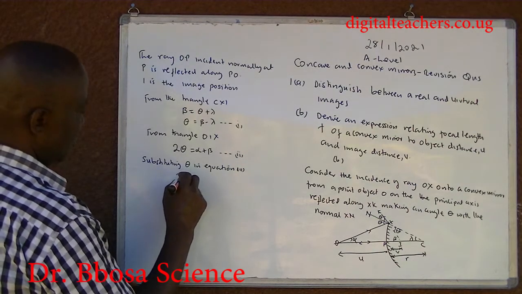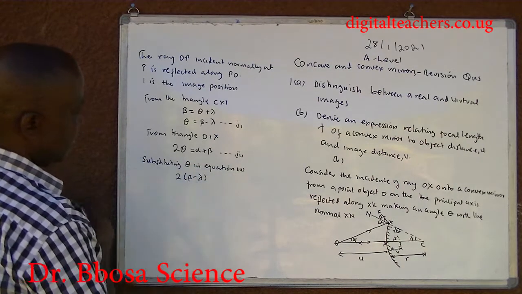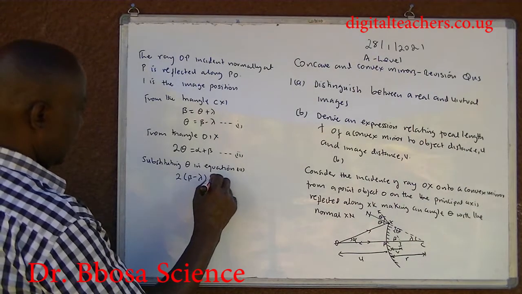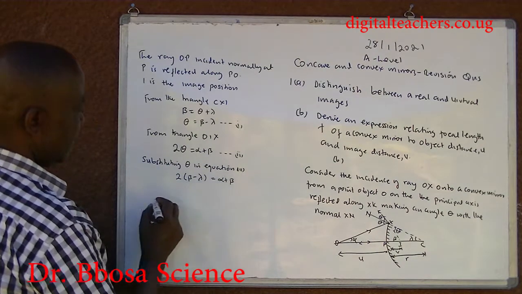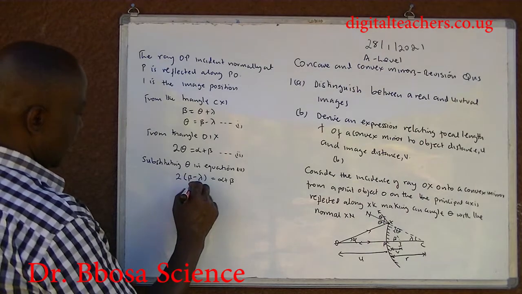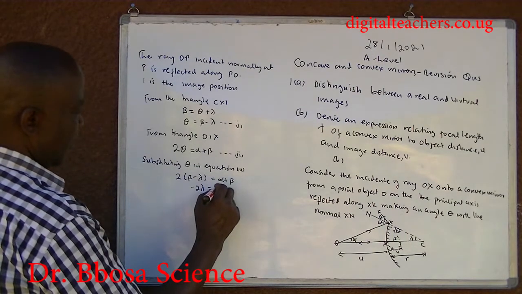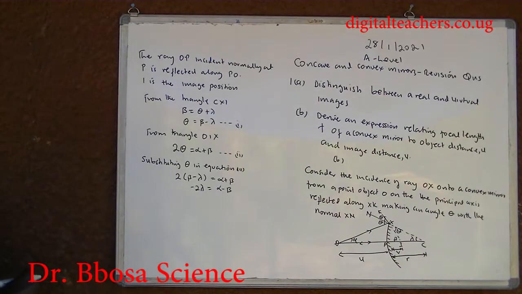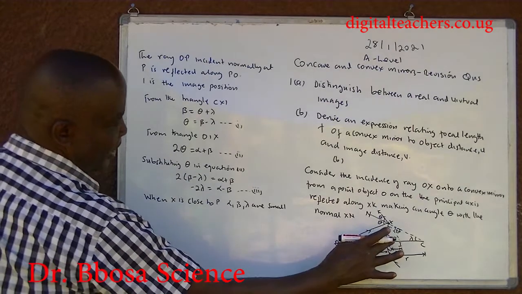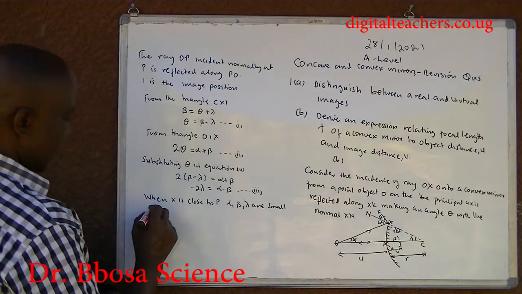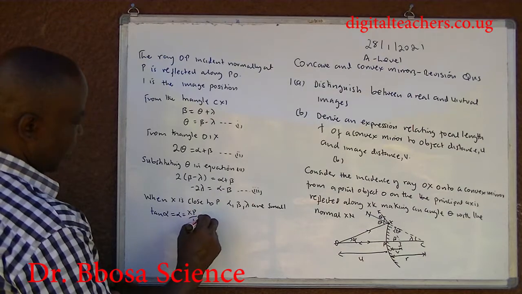into equation 2, beta minus lambda is equal to alpha plus beta. Negative 2 lambda is equal to alpha minus beta. When x is close to p, angles alpha, beta, and lambda are small, so that tan alpha is equal to alpha is equal to xp over u.